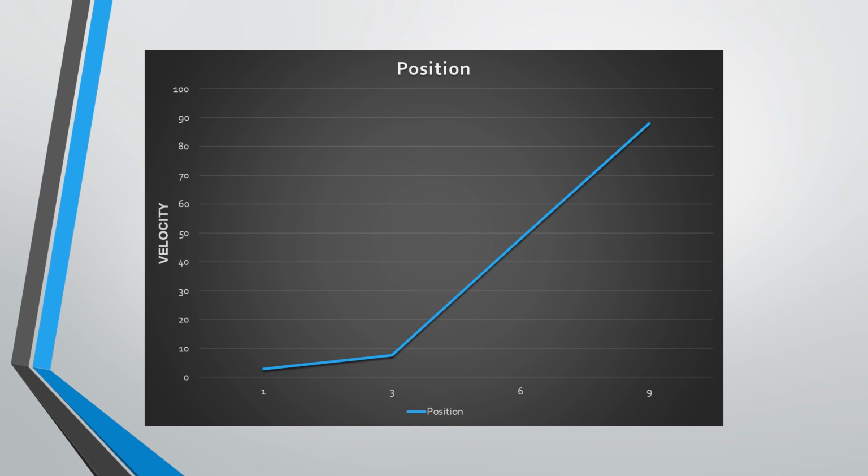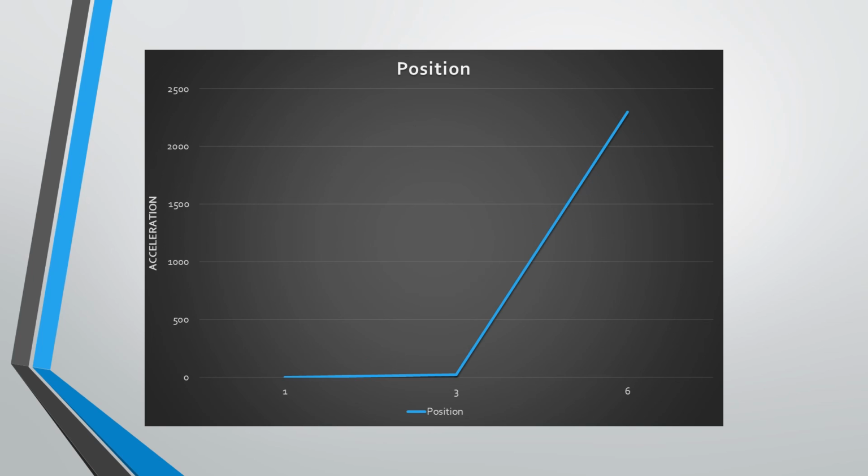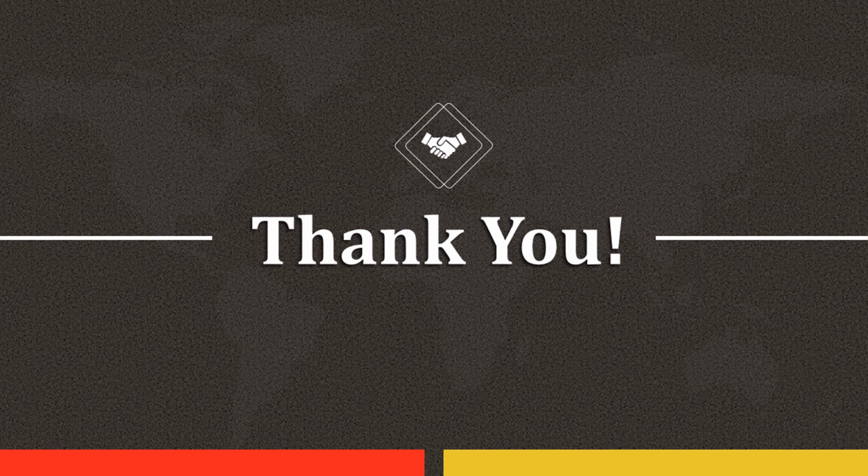Now plotting the graph for velocity and position, for which we got the values in the previous slides, we get this graph. Plotting the graph for acceleration and position, for which we got the values in the previous slide, we get this graph. Thank you.